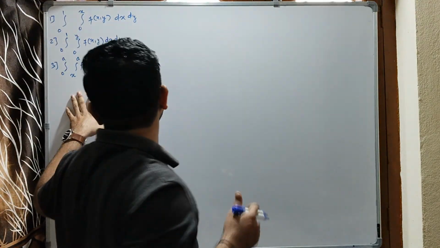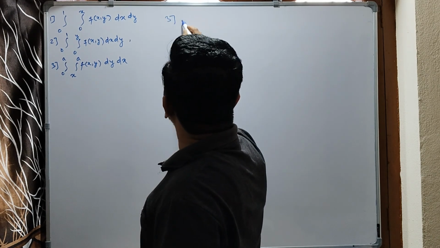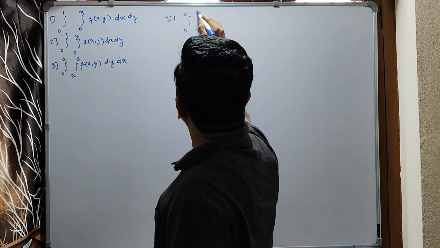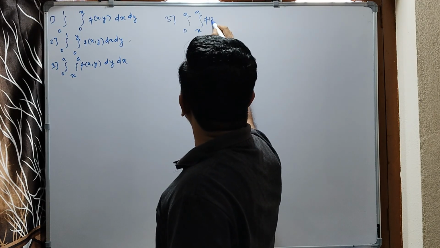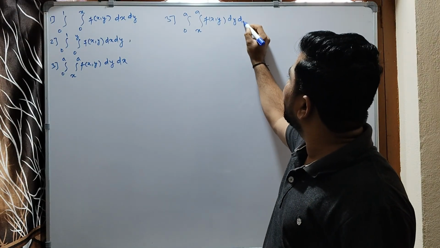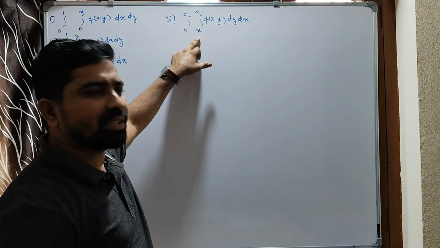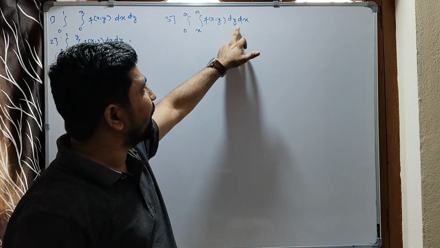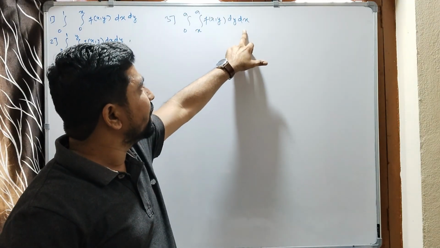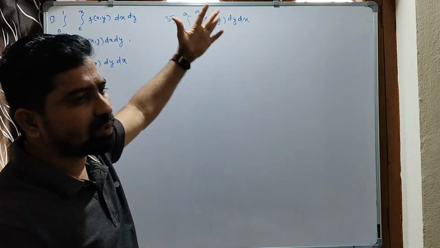Now example 3 says, first I will write the example. Given: integration from 0 to a, with inner limit x to a, of f of x comma y, with dy and dx. So the inner limit of the second integration is in terms of the x variable. So we integrate first with respect to y and then x. But now I want to change the order of integration from dy dx to dx dy, so for that purpose I want to change the limits in terms of the y variable.